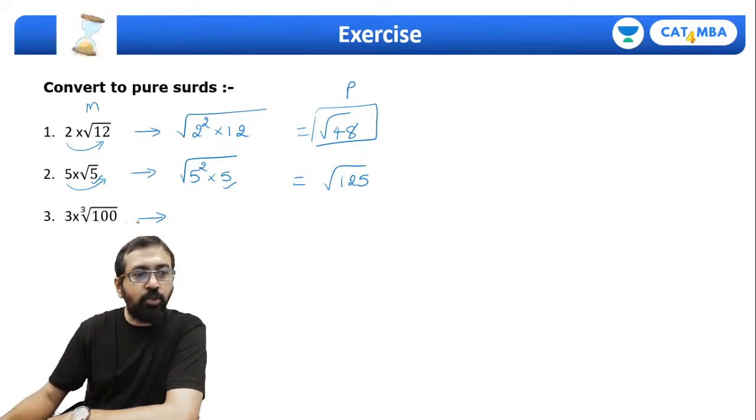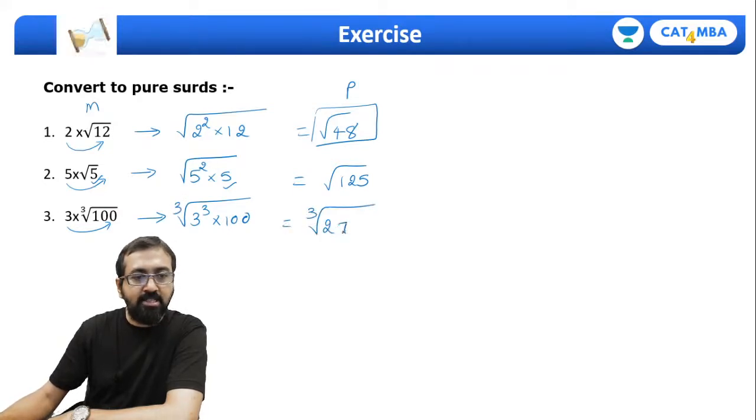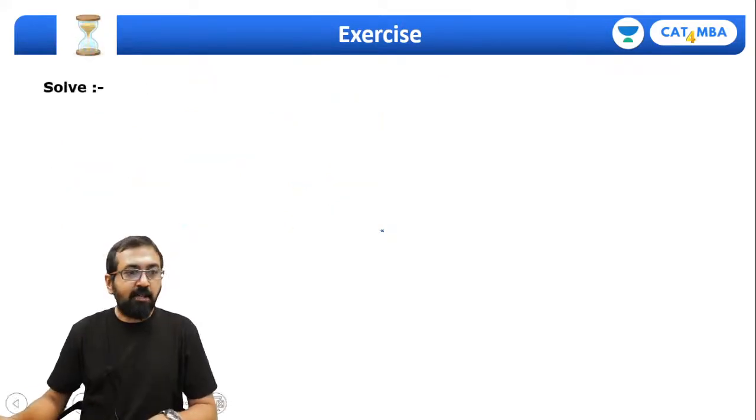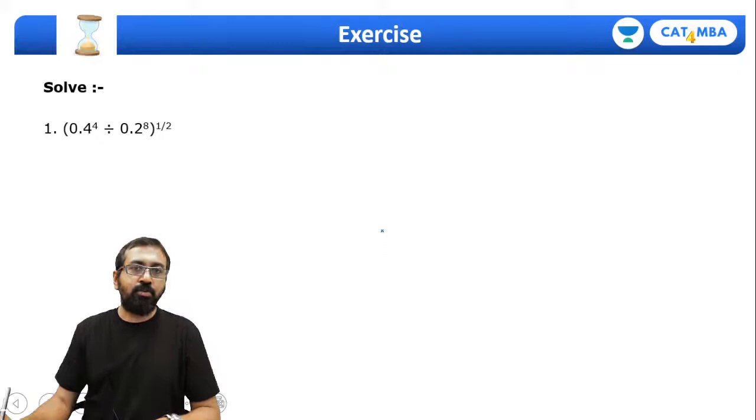Yeah, 3 into cube root of 100. So once again, we'll have to take this 3 inside. So we'll write it as 3 cube into this 100 as it is. By the way, this is the cube root sign over here. So this can be written as cube root of 2700, right? So it's a very simple question. Now let me give you some challenging question. Try for this one, everyone.